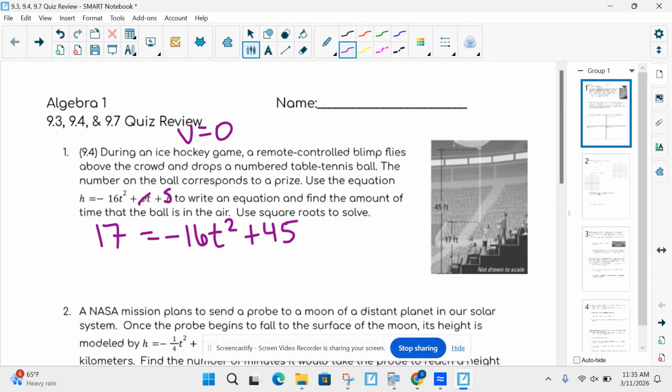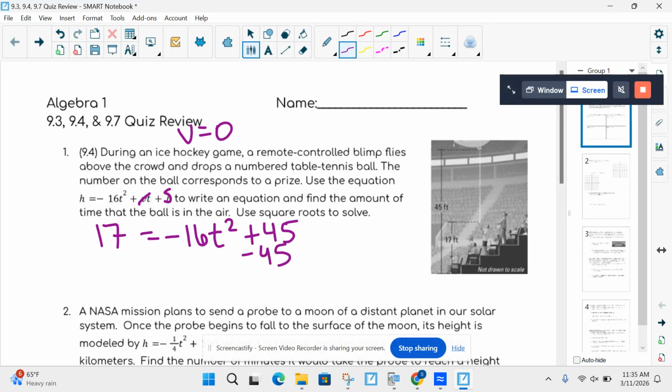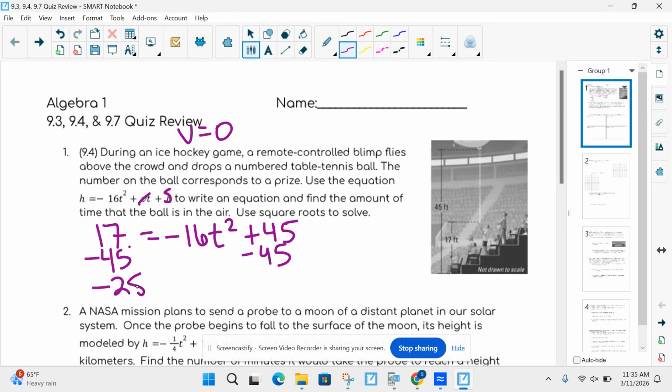Now, even if you try to subtract the 17 over and do difference of squares, you can't, because 45 minus 17 is 28, and 28 is not a difference of squares. So we're just going to solve this using square roots by isolating the t squared, which means that we need to subtract the 45 over first. So subtract, divide, and then we'll take the square root at the very end to get our answer. So if I subtract 45 over, you would get negative 28.